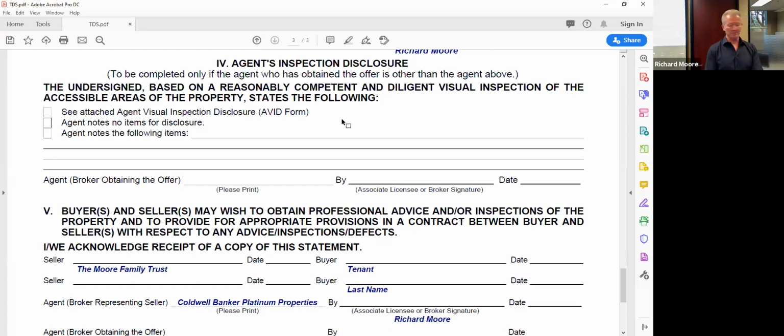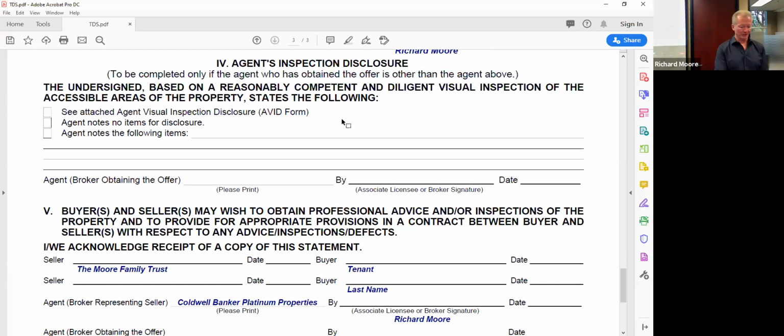Is the TDS required for mixed use property? So yes, it is. The overriding factor in whether you are required to provide a TDS is whether it is a 1 to 4 unit residential building, or whether one of the buildings or aspects of the property is residential in nature. That's the defining factor.